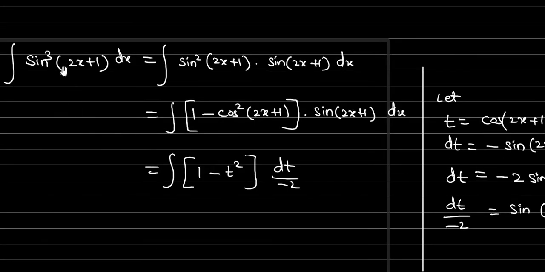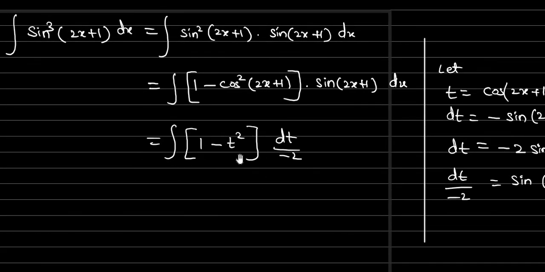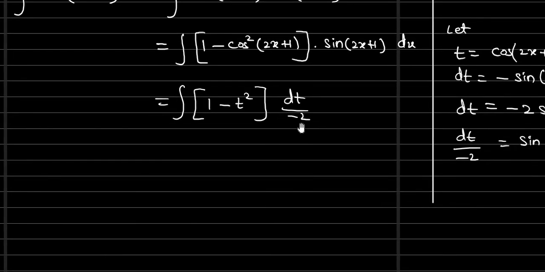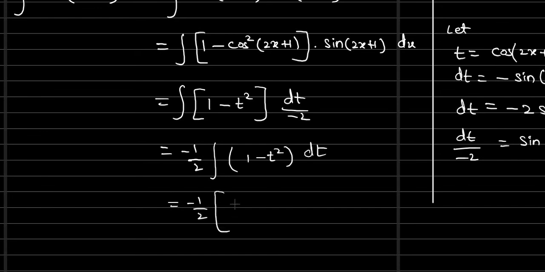See now, this much complicated thing we reduced into the standard form. Now it's very easy to proceed with the integration from here. This minus 1 by 2, this is the constant term. We can carry it outside. So minus 1 by 2. So what is left now? Integral 1 minus t square dt. Now integral is applicable for both the terms, integral 1 dt minus integral t square dt.